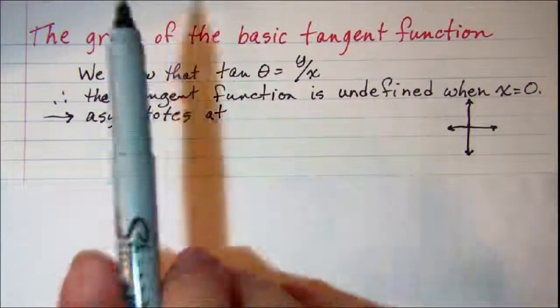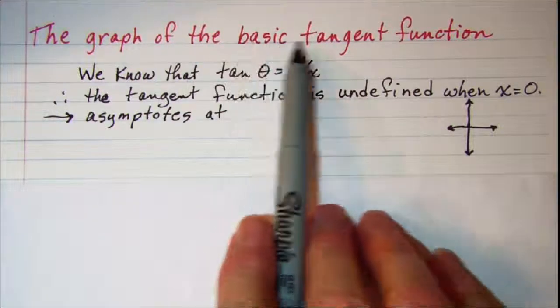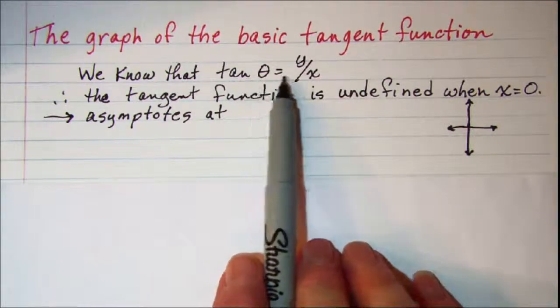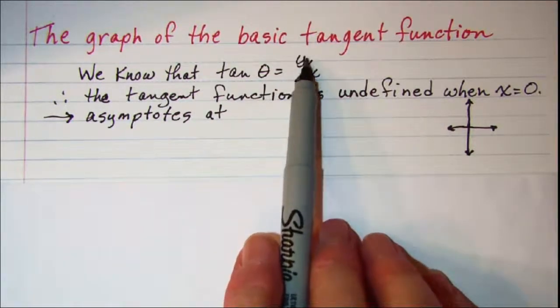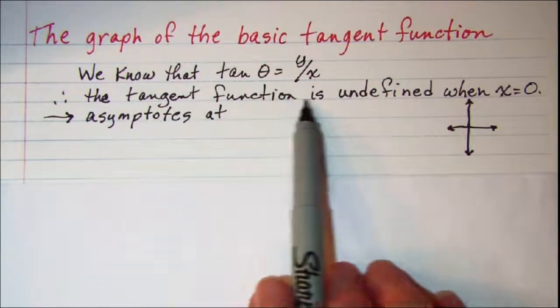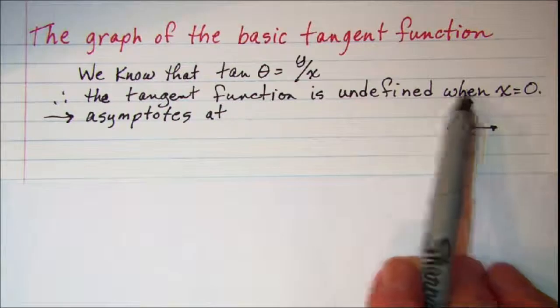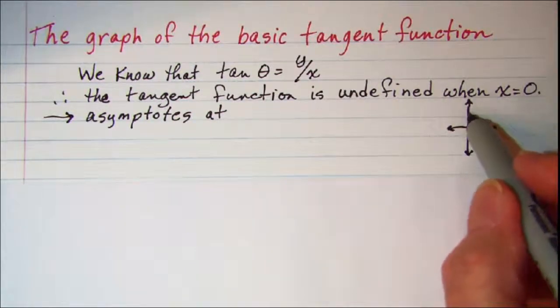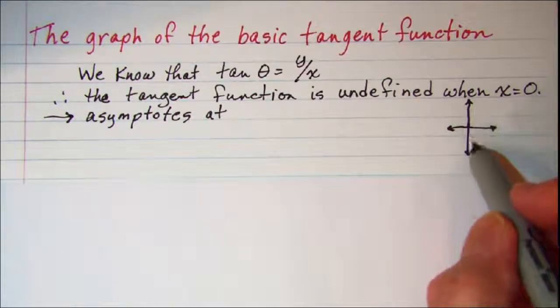In this video, we'll be looking at the graph of the basic tangent function. We know that the tangent ratio is defined to be y divided by x. So the tangent function is undefined when x is equal to 0. This occurs at any point on the y-axis.